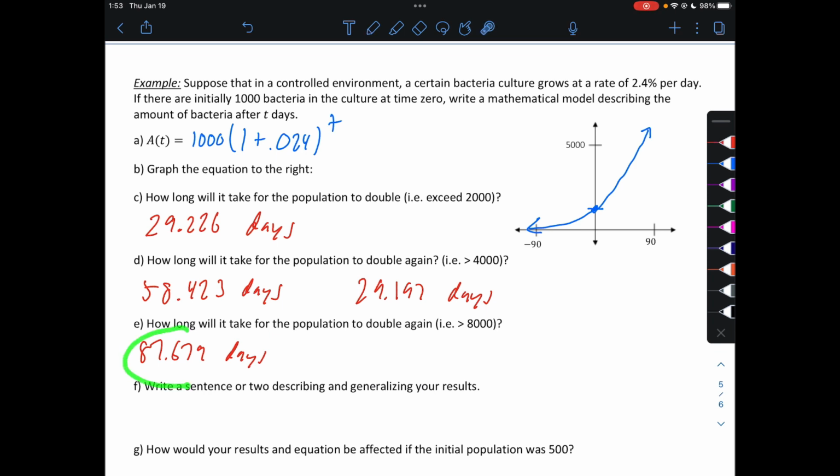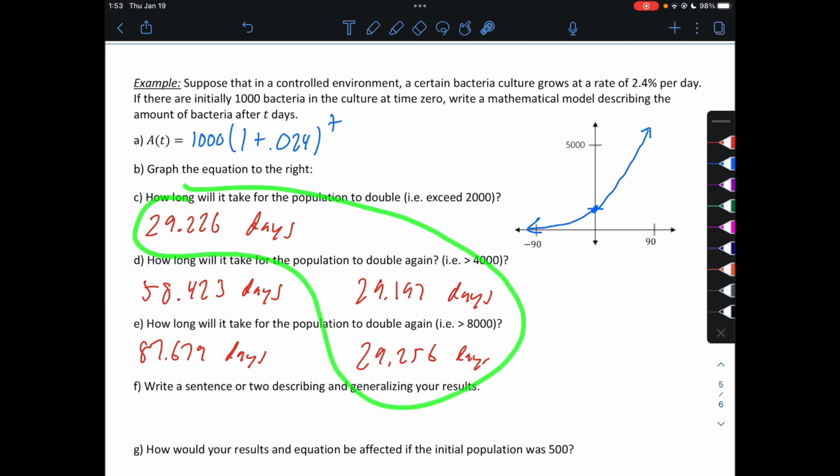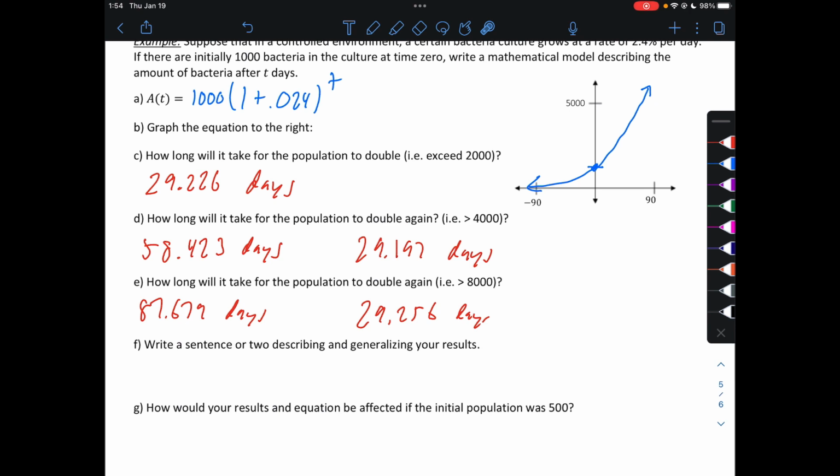So how long did it take to double again? We're going to do this minus that number. So 87.679 minus 58.423, and we're getting basically the same answer, 29.256 days. So essentially, it's taking a little more than 29 days to double every single time. Technically, we're supposed to get the same answer every time. The calculator is not perfect. It's doing the best it can. But the point we're trying to make here is that it takes the same amount of time to double.